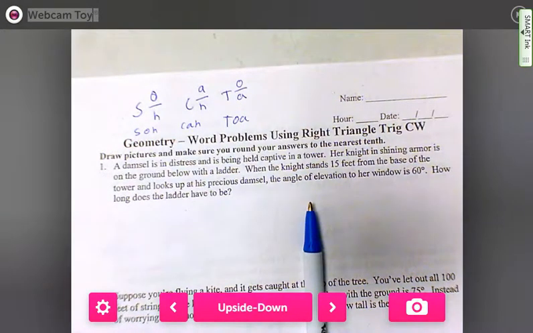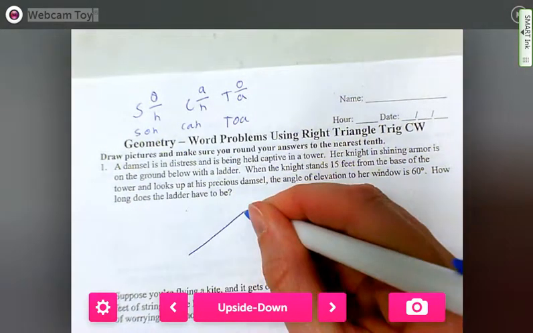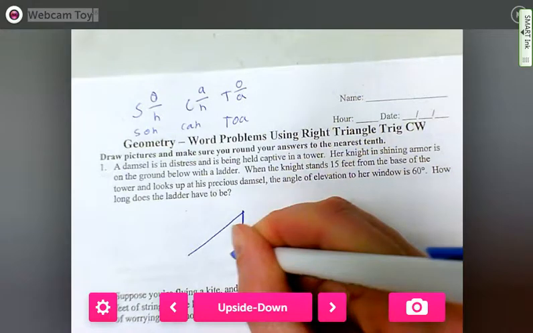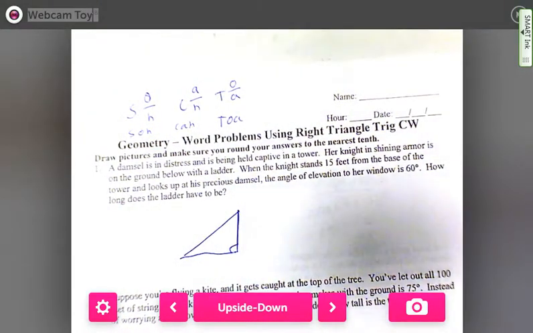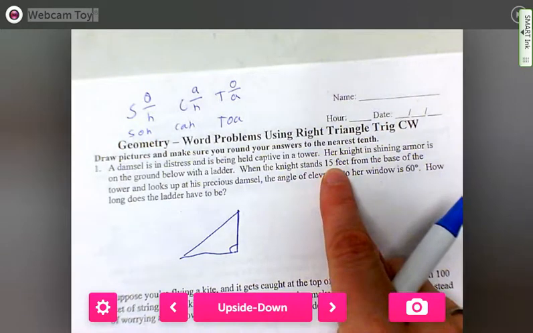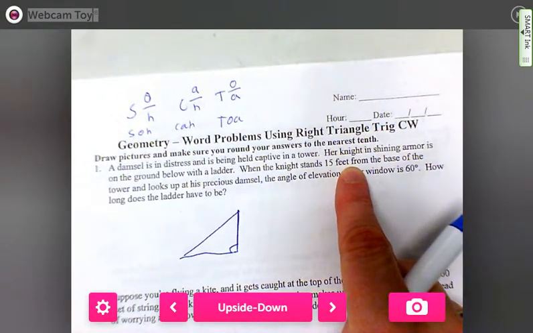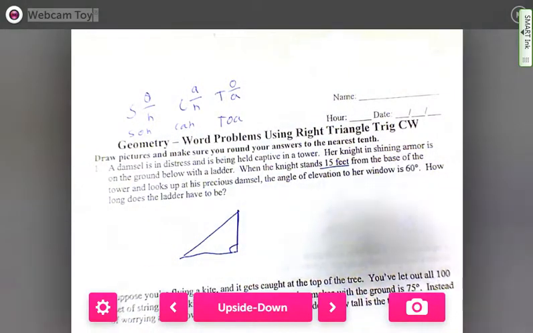Okay. So I know I'm going to have a ladder here. I'm going to have a tower. All right. So we all know it's going to be a right triangle, right? We're hoping that that tower and the ground meet at 90 degrees. Otherwise, it's like the Leaning Tower of Pisa, right? It's not going to be too stable. All right? The knight stands 15 feet from the base. Where does that 15 feet go? On the bottom, on the ground, right?